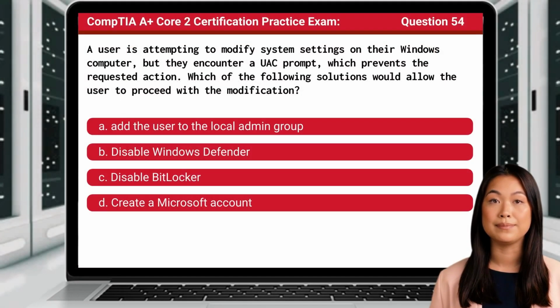Question 54. A user is attempting to modify system settings on their Windows computer, but they encounter a UAC prompt, which prevents the requested action. Which of the following solutions would allow the user to proceed with the modification?